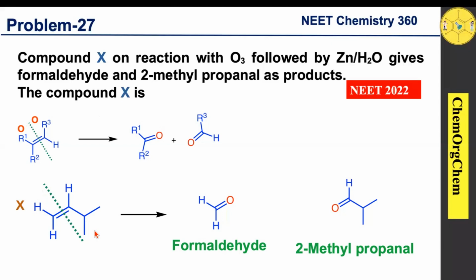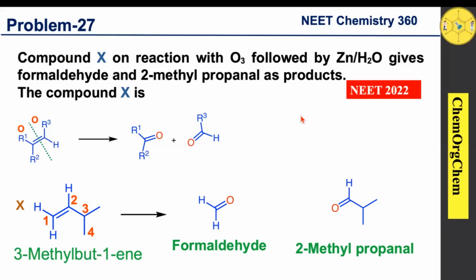Next, we should name this alkene. For that, start numbering from this carbon, since this carbon contains the alkene and no other functional groups are present. Therefore, here you should start with number 1, this is number 2, this is number 3, and this is the fourth carbon. This chain is a butane chain. Now you see this third carbon has a methyl group and the first carbon has the alkene. Therefore the name of this compound is 3-methylbut-1-ene. This is the name of compound X.